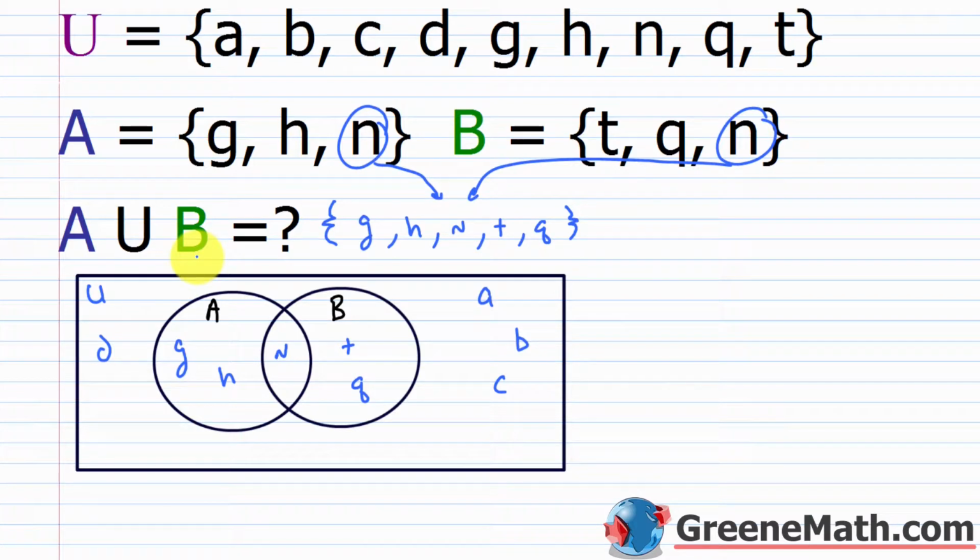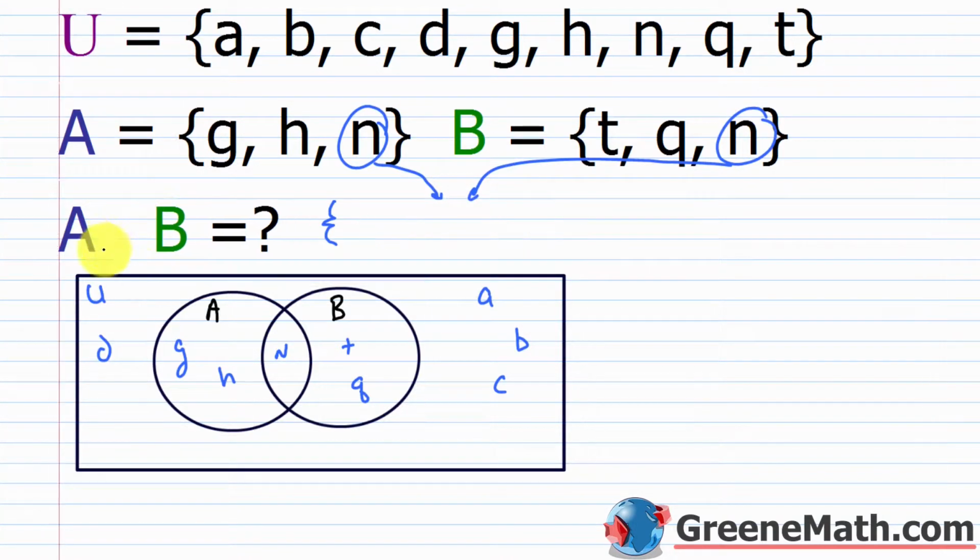What if I asked for the intersection? The symbol looks like this, just an upside down U, and I know that's not perfect, but just pretend it is. Again, I'm looking for the overlap between these two sets. If I look at the Venn diagram, it's just going to be right here. That's real easy to get. That's n.